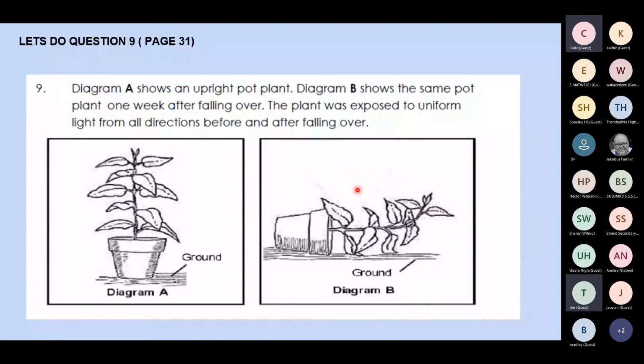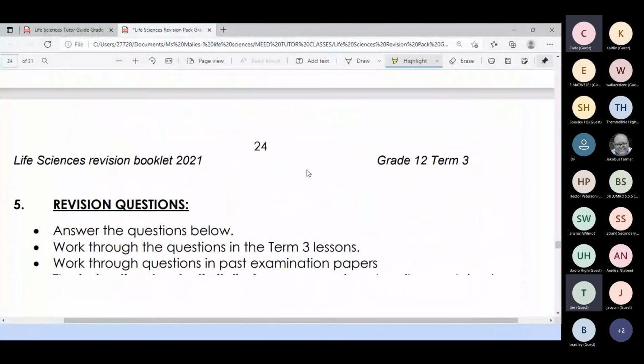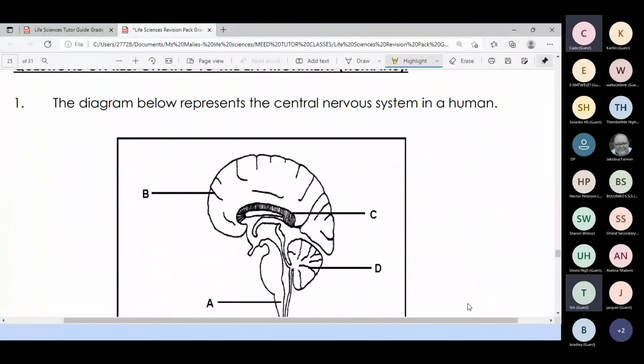Now let's go to our booklet. Go to that question, and that is on page 31. Page 31.